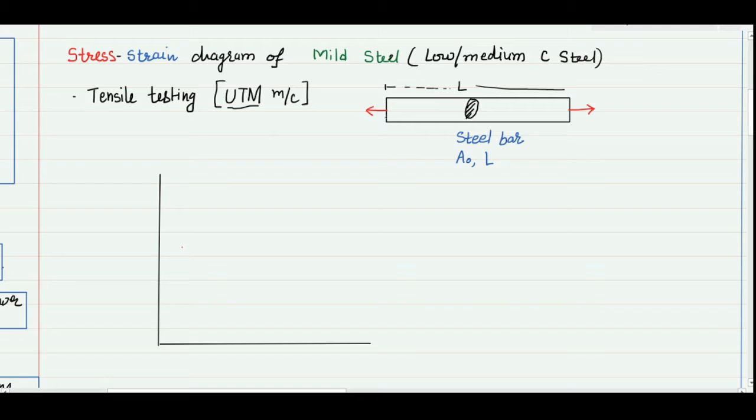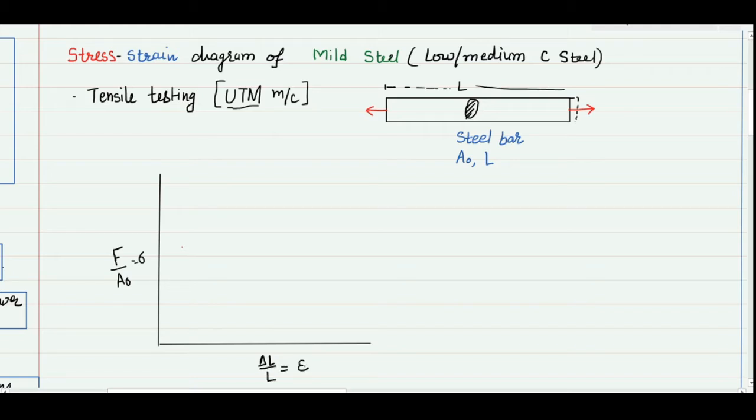If I apply force on this workpiece using the universal testing machine and also measure the displacement, we can make a graph between the force applied and the change in length. However, instead of using force and change in length, we make this graph with respect to stress. How do we get the stress? We divide this force by the initial area of this bar, so this becomes your stress.